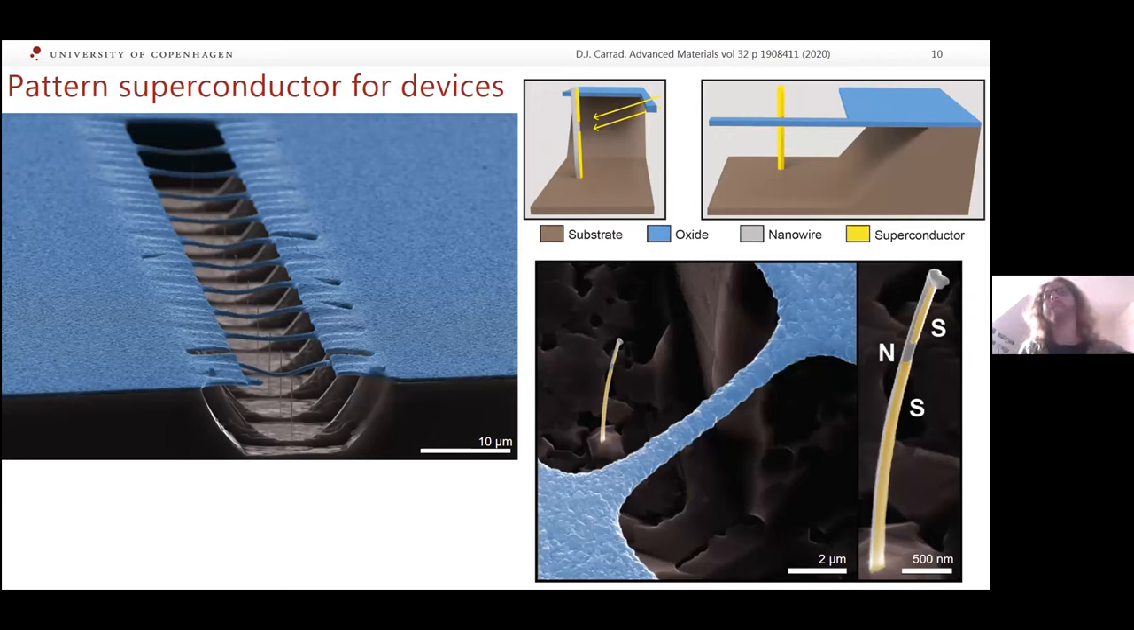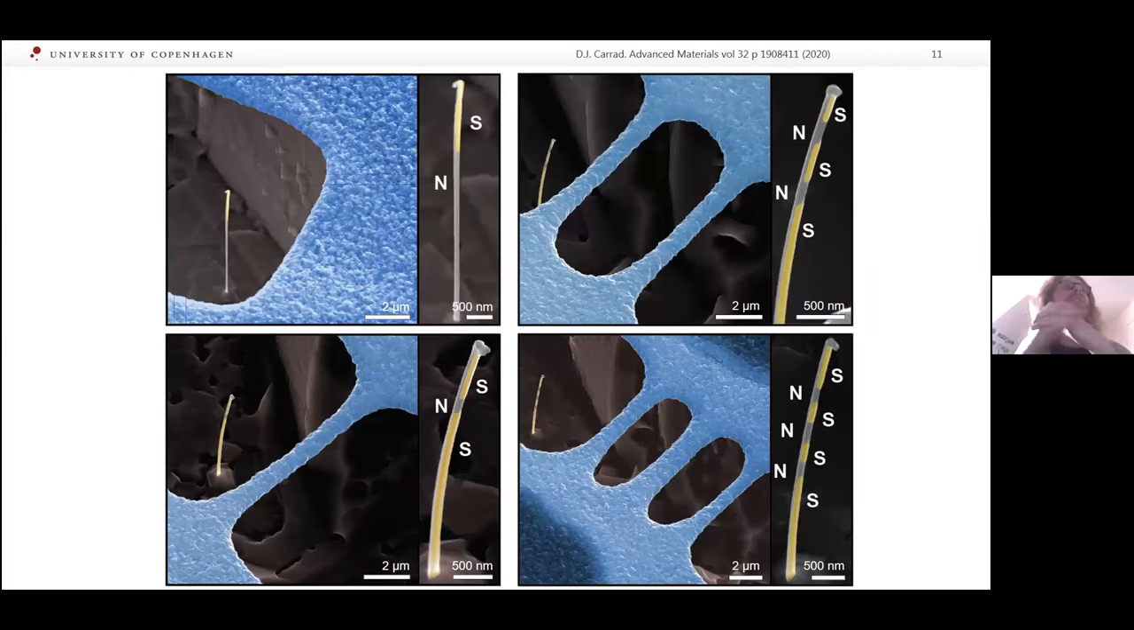And so this is what it looks like in real life. So this works, and the main advantage of this, as I said, is that you can make all kinds of different devices. So if you want an NS device, you simply use a very wide bridge to shadow the entire lower bottom half of the nanowire.